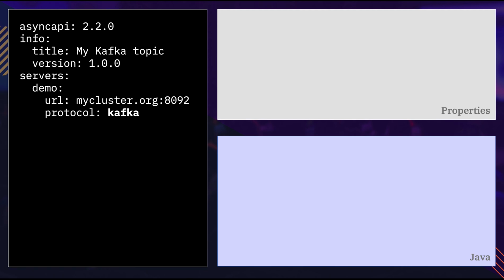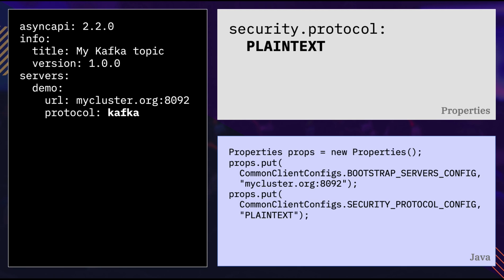So let's start with the simplest document, protocol kafka. Remember that means no encryption, and no security scheme, so no authentication either. You'd configure your app for this using security.protocol set to PLAINTEXT. And in Java, it could look like this. You would put your security protocol config set to PLAINTEXT in the properties object that you'll pass to your Kafka app.